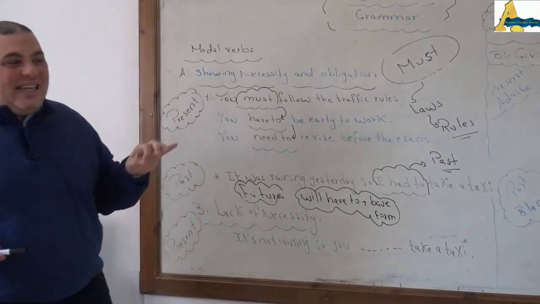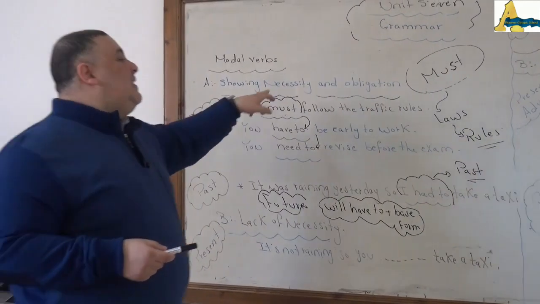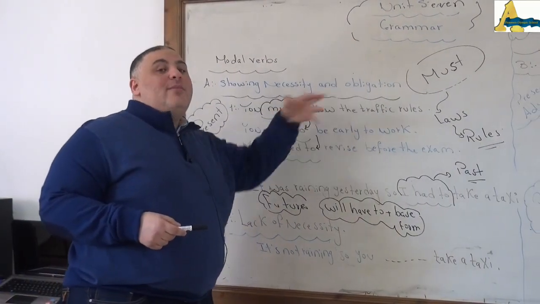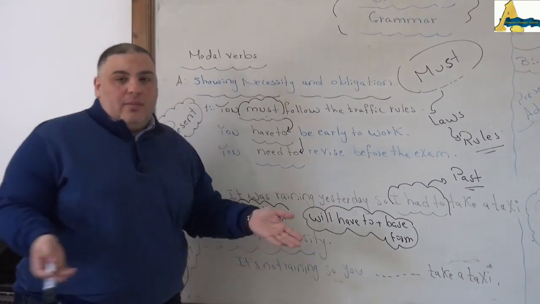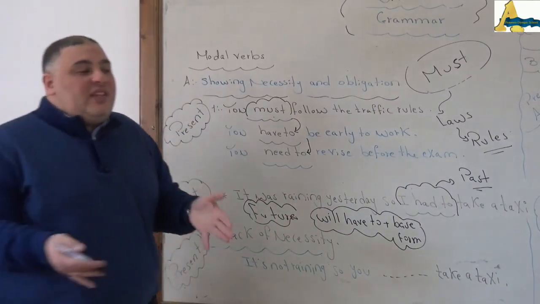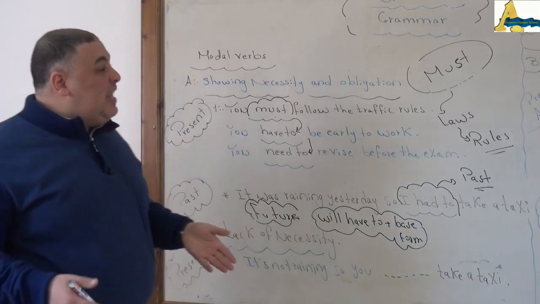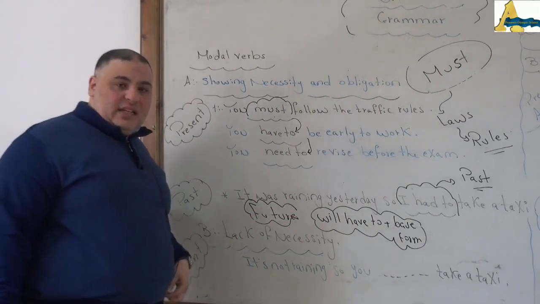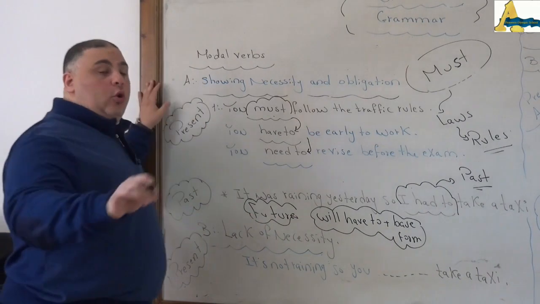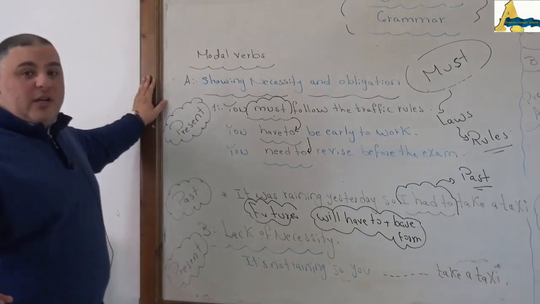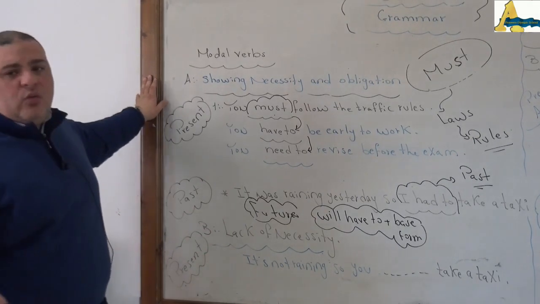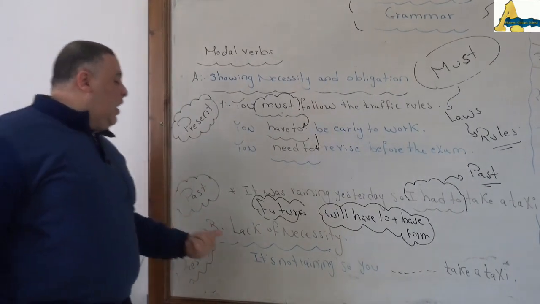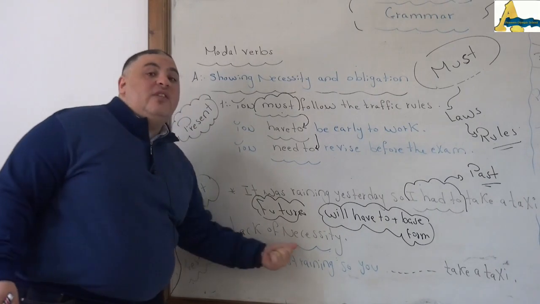But the question is exactly, what is the opposite of necessity and obligation? If I want to say, for example, that it's raining today, so I must take a taxi, what if it's not raining today? Am I going to say, for example, I mustn't take a taxi? Am I going to put a rule or a law to prevent that person from taking a taxi? I cannot say that. He has the right whether to take a taxi or not. And that's what we call lack of necessity.